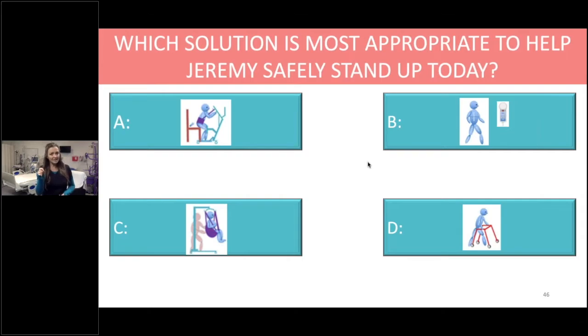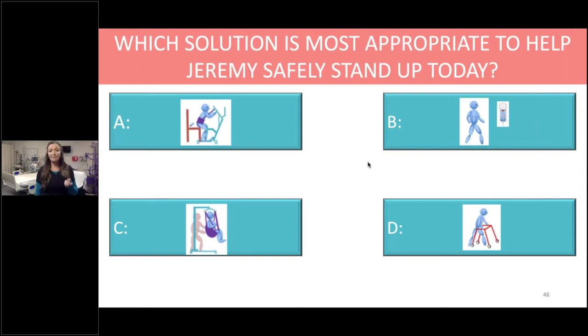Remember, a moderate assistance or a total assistance does not mean they cannot get up. Jeremy's goal was to stand and transfer, weight bearing through that unaffected limb, right? So which device would be most appropriate?